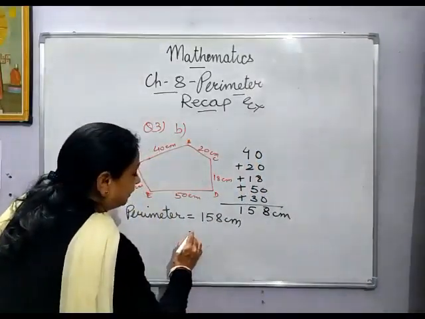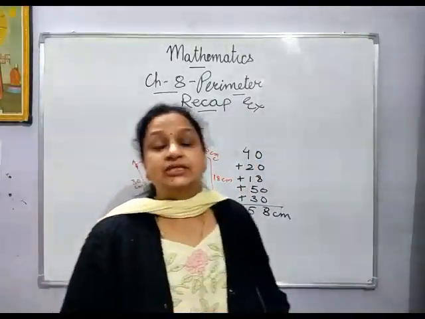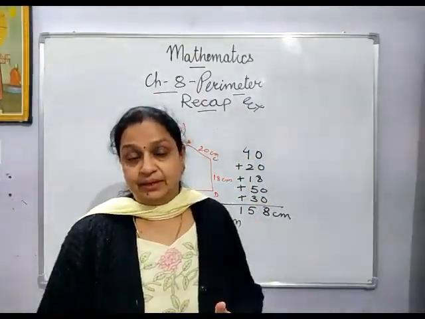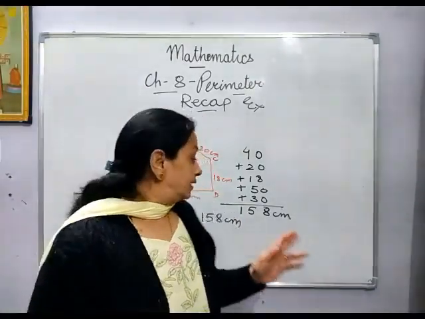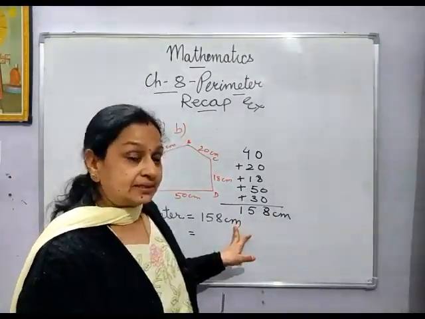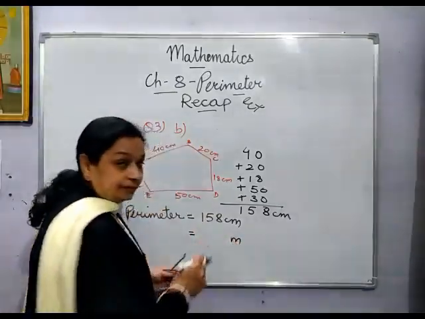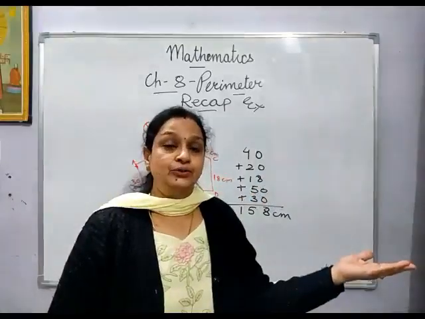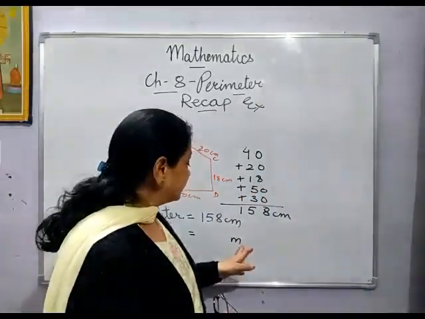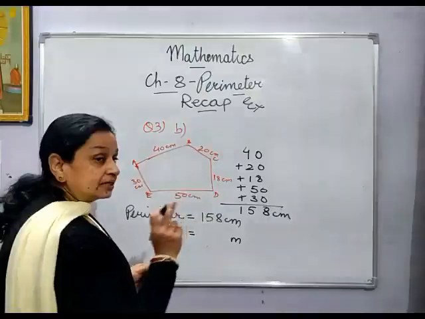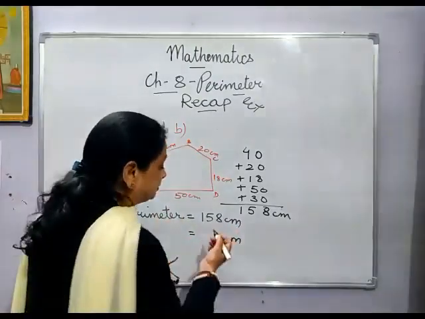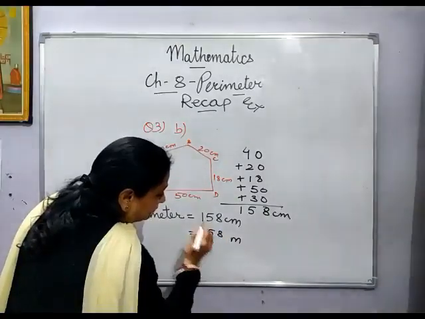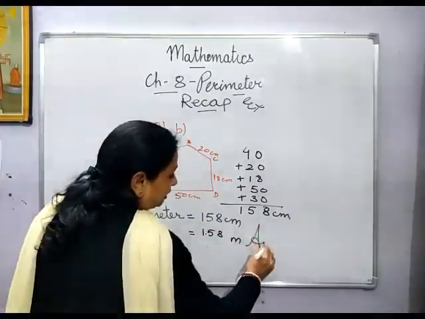When I explained the chapter on measurement, I told you there are 100 centimeters in 1 meter. When you have to convert from the smaller unit, centimeter, into the higher unit, meter, you divide. In such cases, there are 100 centimeters in 1 meter, so you will count 2 places from the right side and put the decimal point. So this is your answer.